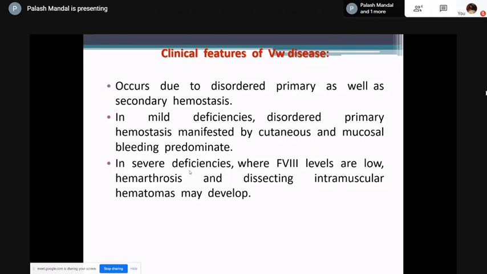Clinical features: disordered primary as well as secondary hemostasis, mostly primary hemostasis, because it helps platelet aggregation and adhesion. In mild deficiencies, the primary manifestations are mucocutaneous bleeding. In severe deficiencies, factor 8 levels also become low, because factor 8 loses its protection by von Willebrand factor, which also protects factor 8 from protein C mediated degradation, and this leads to factor 8 deficiency as well.